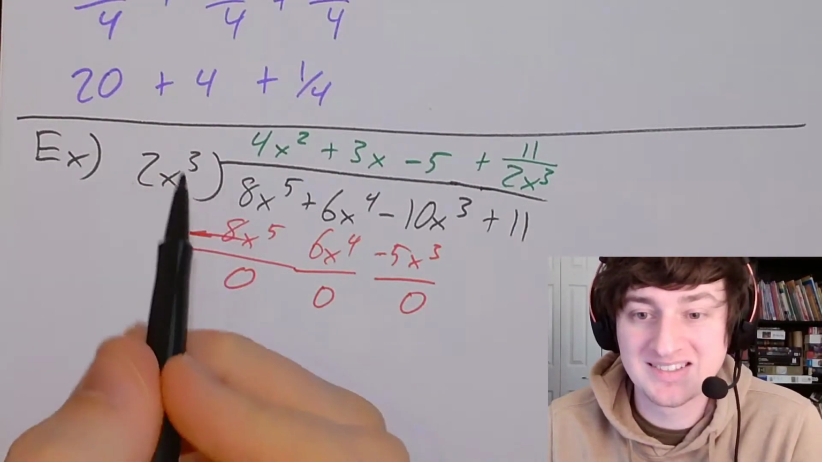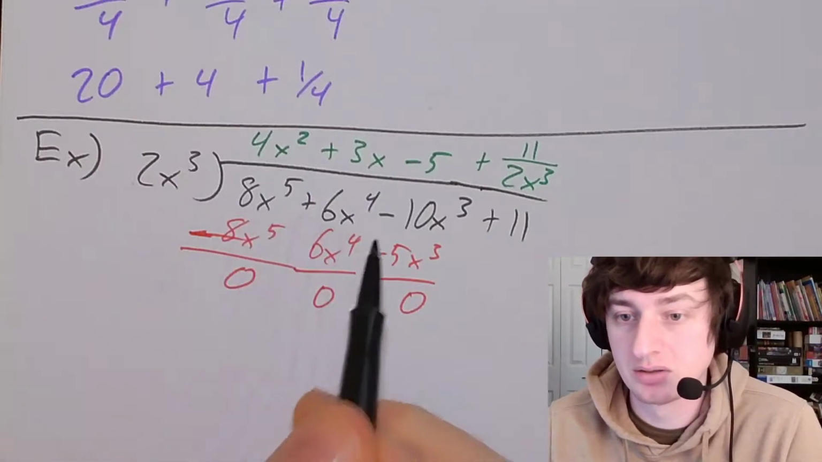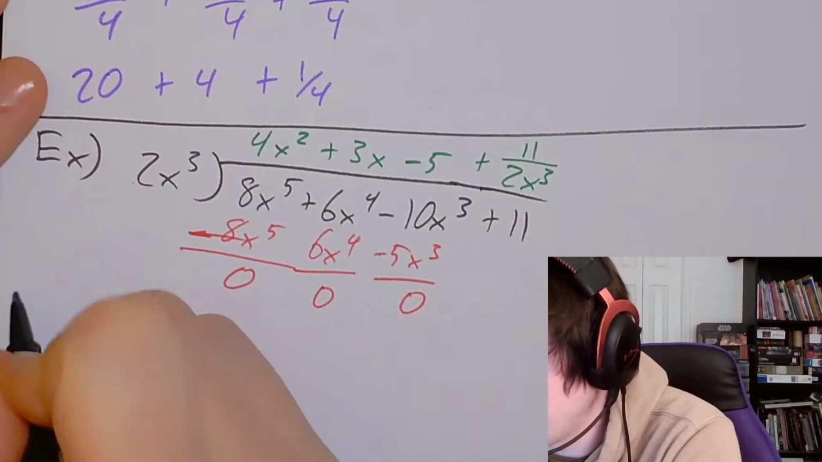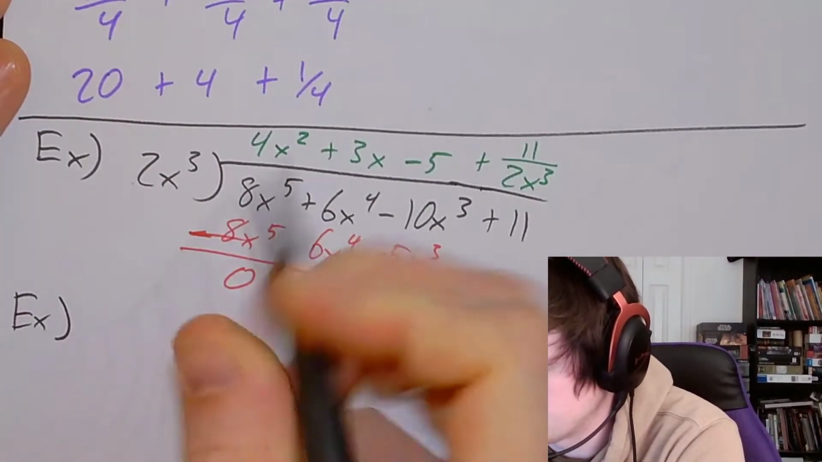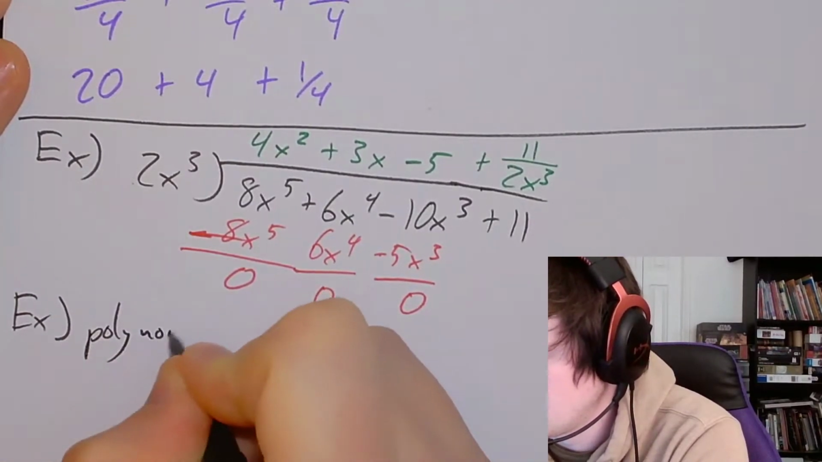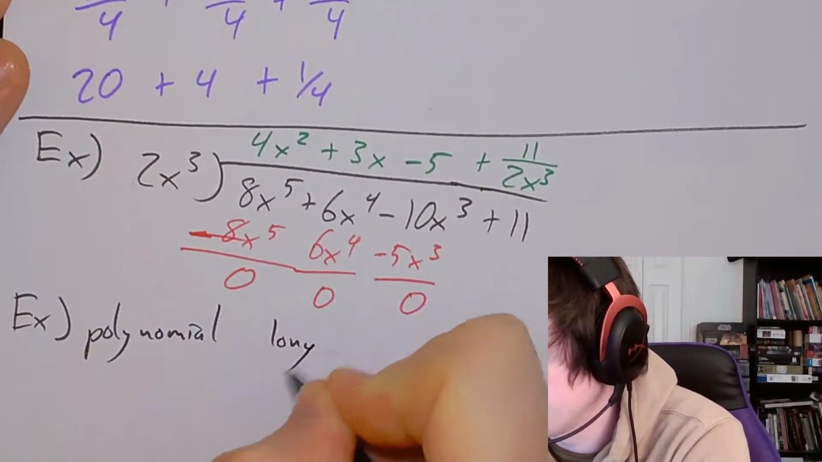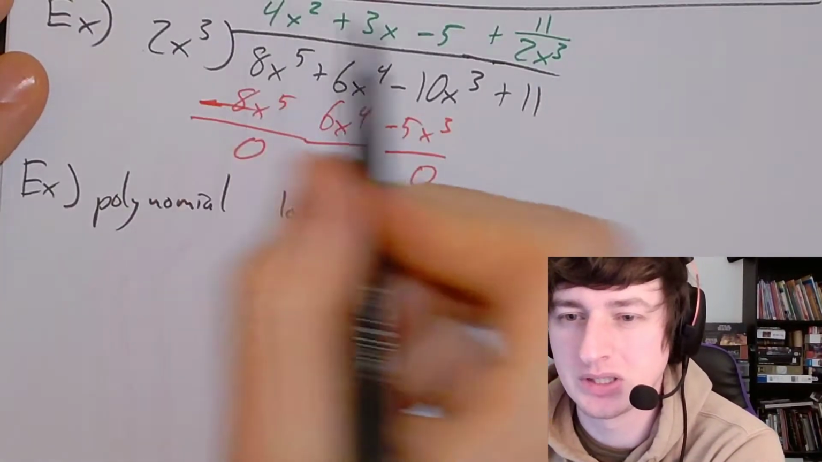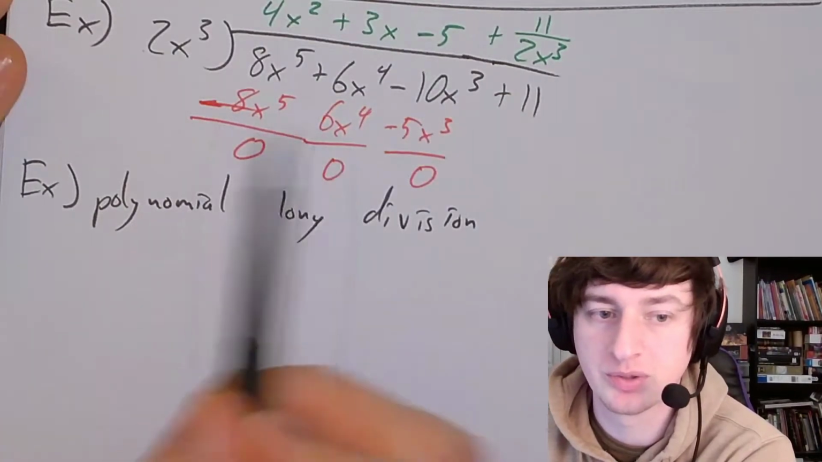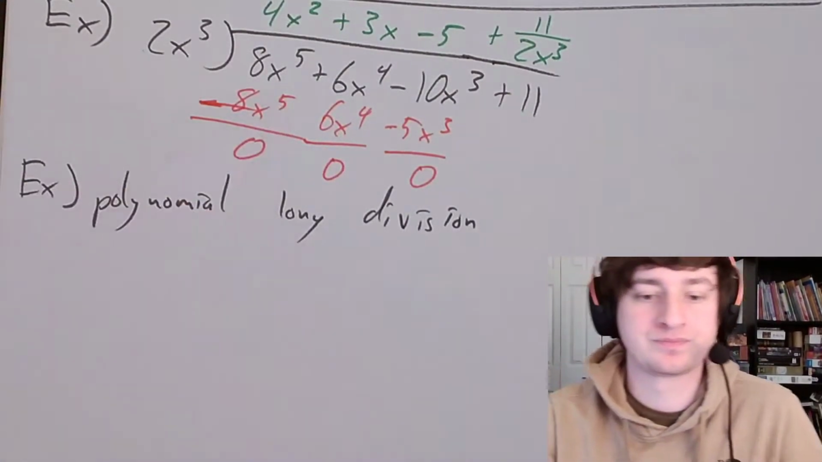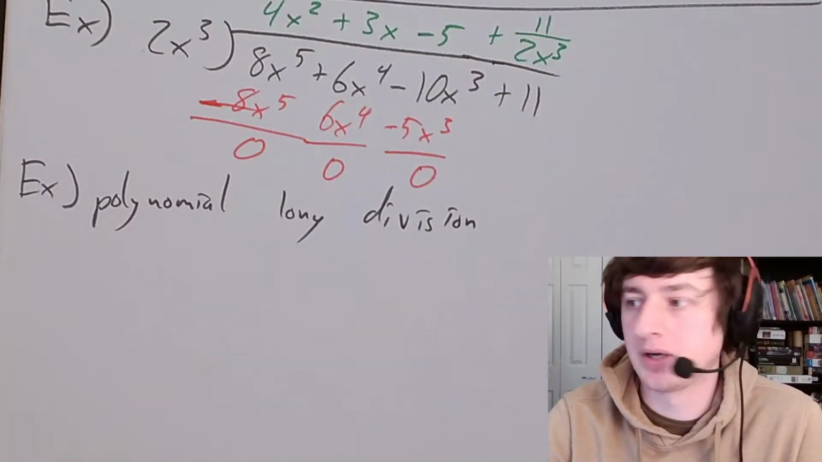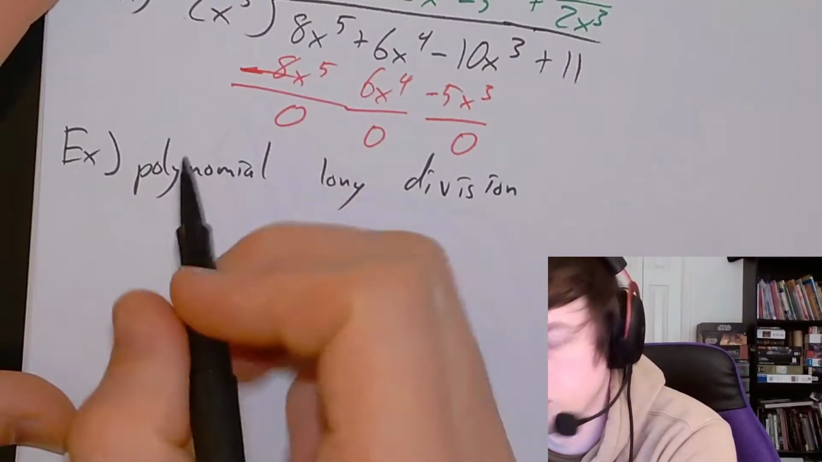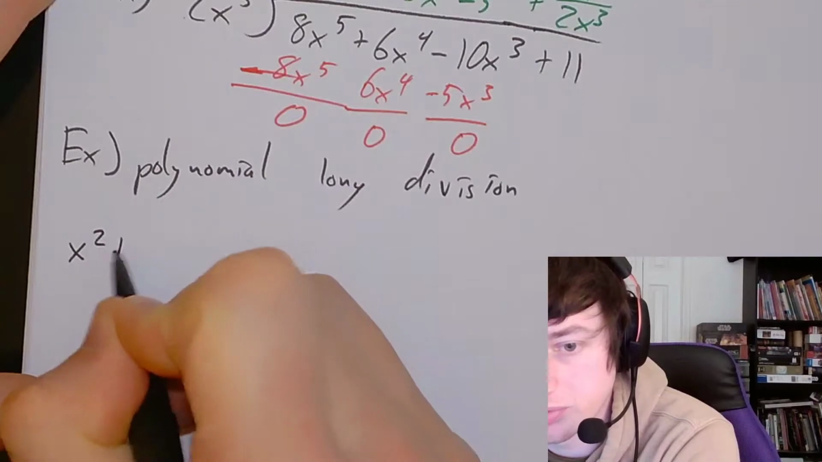So that's dividing by a single term. So we're just dividing each thing in this polynomial by 2x cubed. For polynomial long division, though, this is not really long division. We're just dividing each term, and we're not left with a bunch of remainders. We're going to divide bigger polynomials.